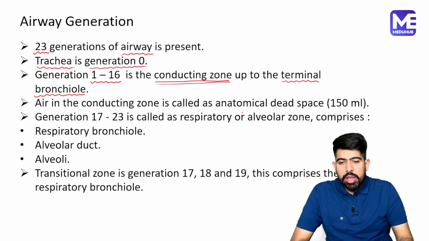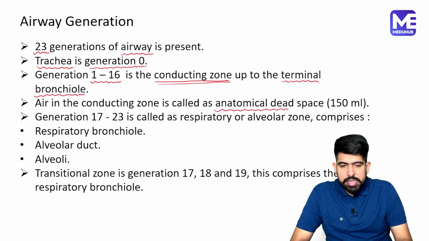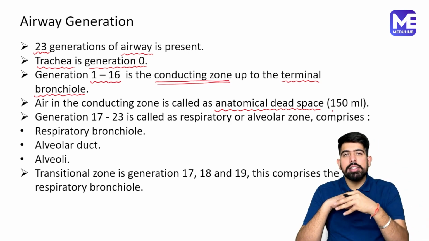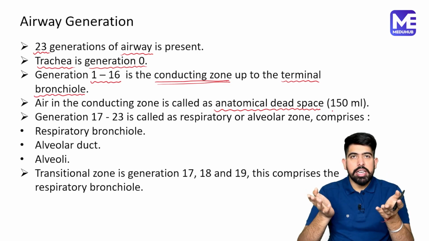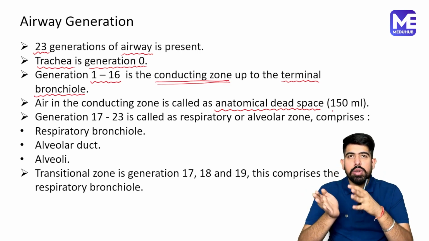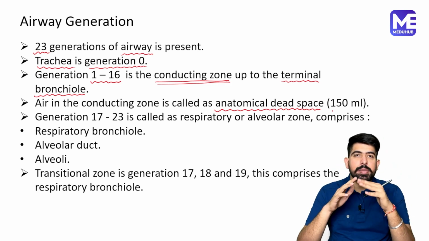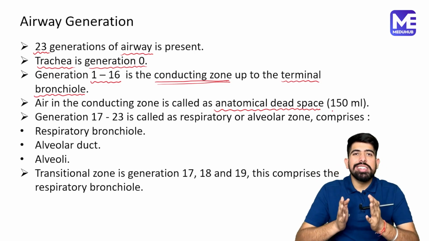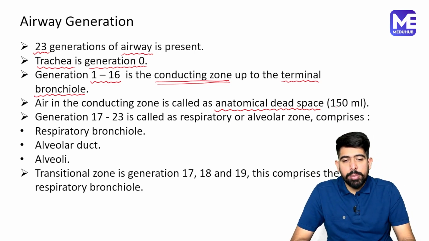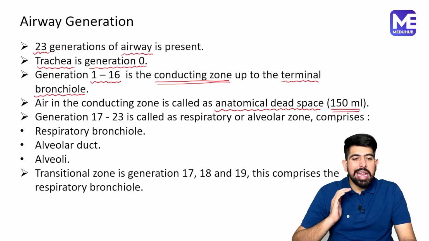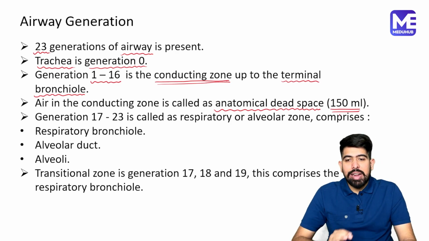Understand? Then the air in this conducting zone is known as the anatomical dead space. Please remember, the air collected in this conducting zone is not having any respiration, so that's why this zone is also known as the anatomical dead space. It means anatomically it is present, but it is dead space, as there is no respiration in these starting 16 generations. And this is the volume of the anatomical dead space. Please remember, 150 ml is the anatomical dead space, right? So you have to remember it.